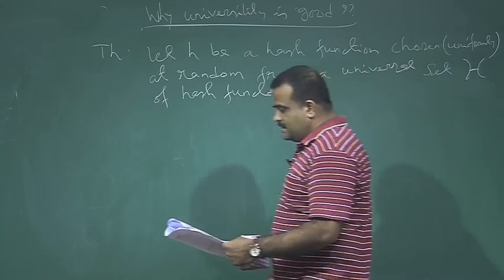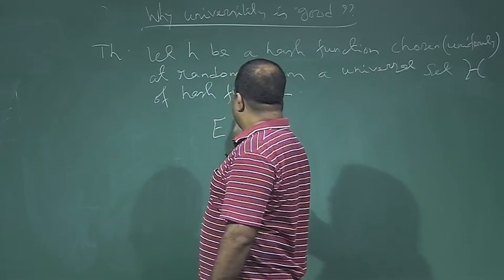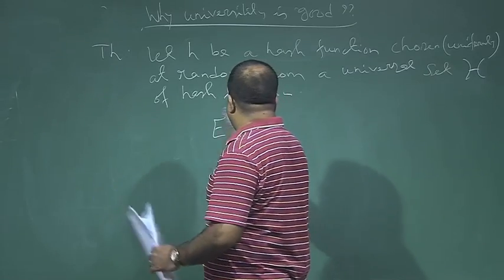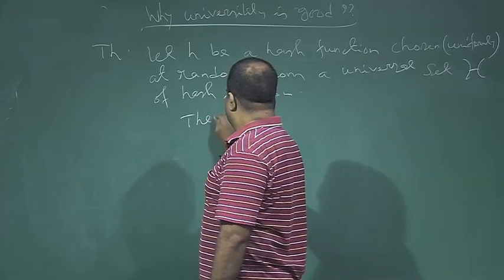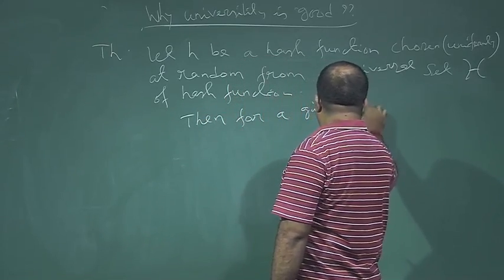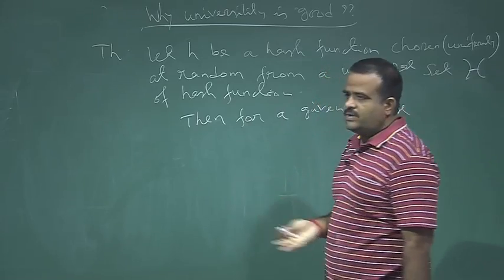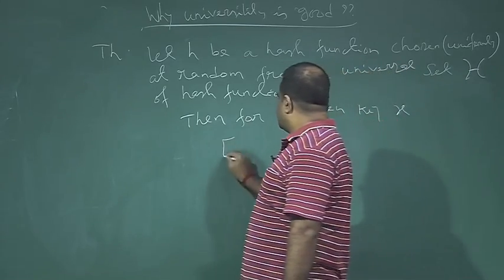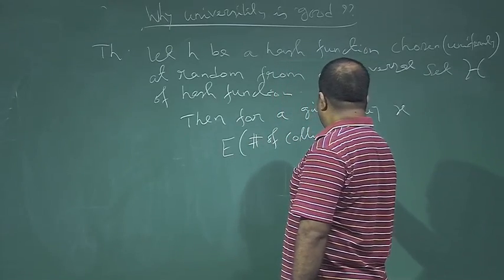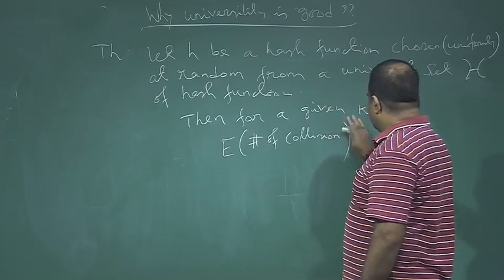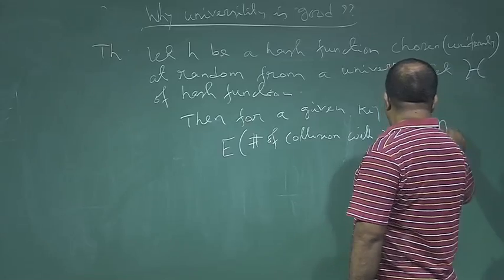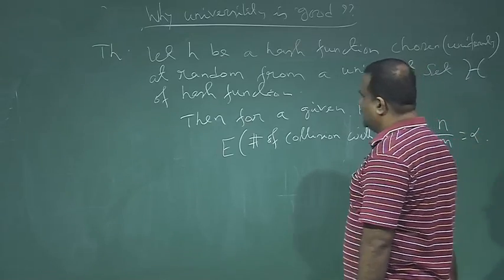And then the expected number of collisions with x, for a given key x which we are searching. Say we are searching for a key. Then the expected number of collisions with this x is less than n by m, which is the load factor, and that is good.